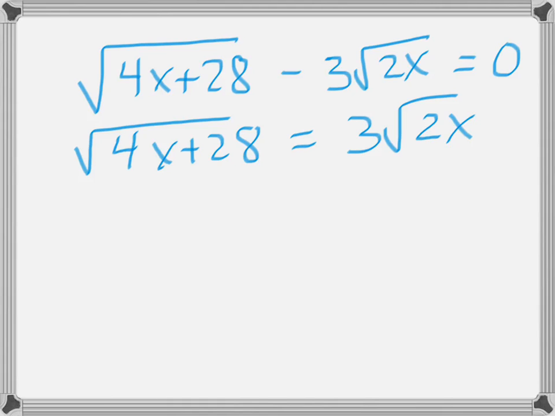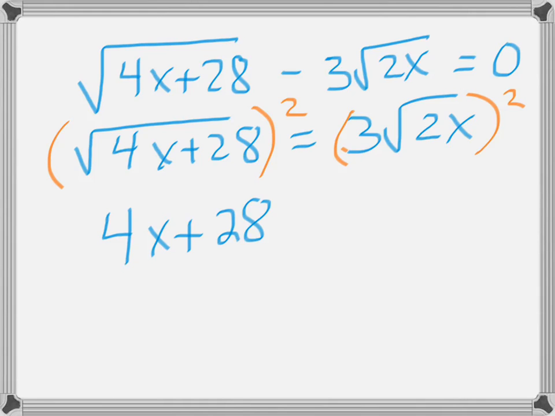And then in order to get rid of the radicals, we have to square both sides. So we're going to square each side. On the left-hand side, remember, the square is going to undo the square root so that it removes the radical symbol, leaving us with 4x plus 28. And on the right-hand side, we have to square the 3 first, which gives us 9. And then this power of 2, the square, undoes the square root, giving us 2x.